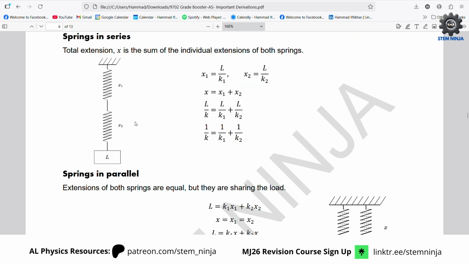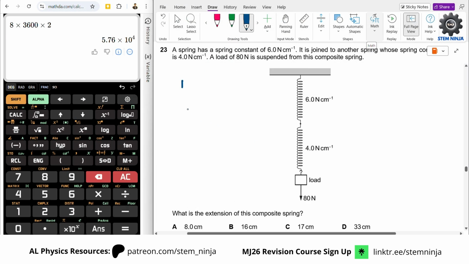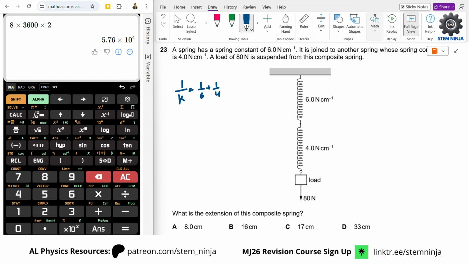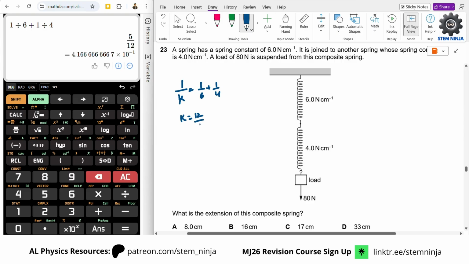When they are in series, the net spring constant comes from the sum of reciprocals of the individual ones. When they're connected in parallel, it's the sum of the spring constants. So 1 over k effective would be 1 over 6 plus 1 over 4, which is 5 over 12. So the answer is 12 over 5 newton per centimeter.